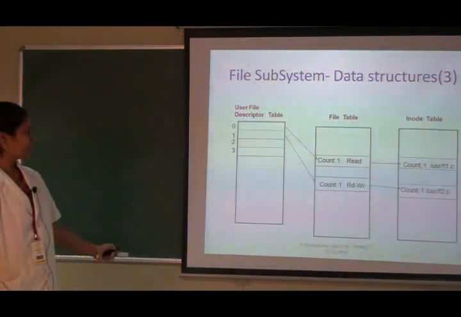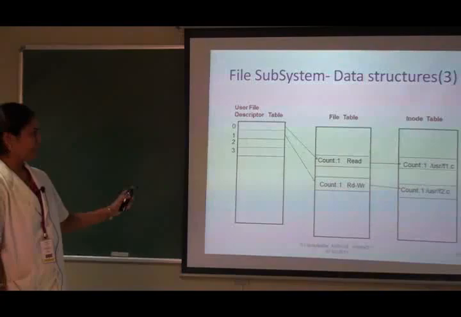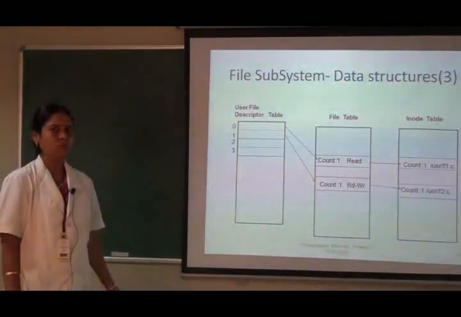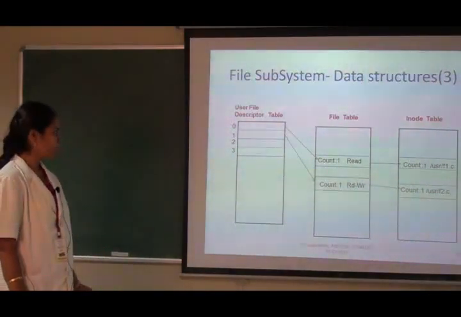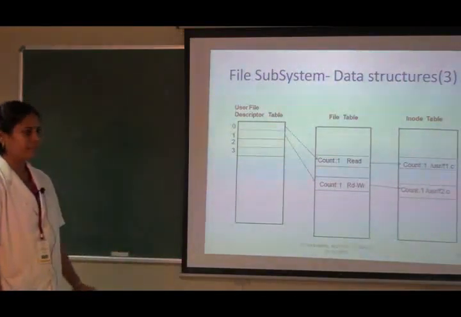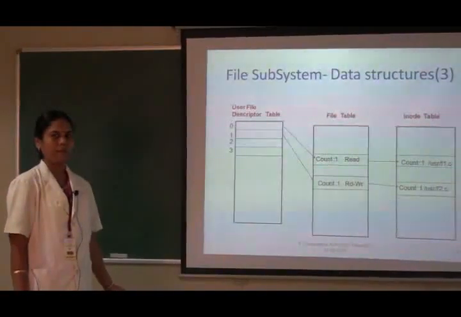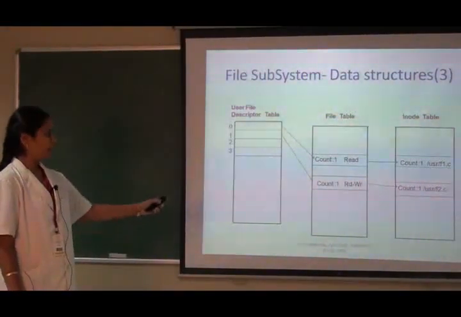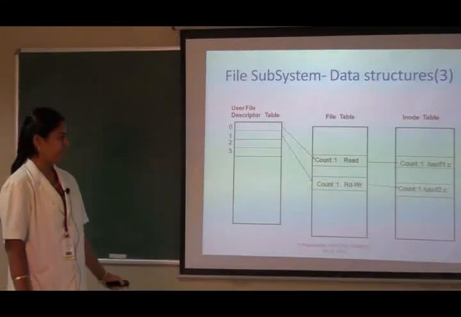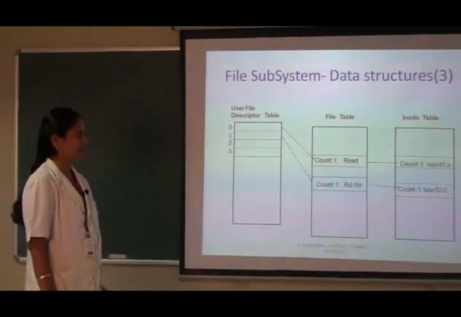The user file descriptor table is a per process table. In the same process, we have given two open system calls, so only one user file descriptor table is available here. The index of the user file descriptor table starts from 0, and the file table and the inode table have their own entries.